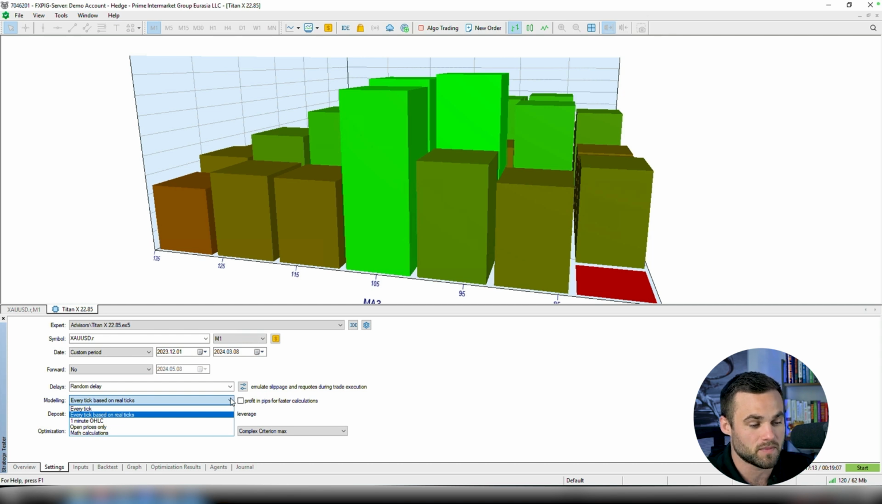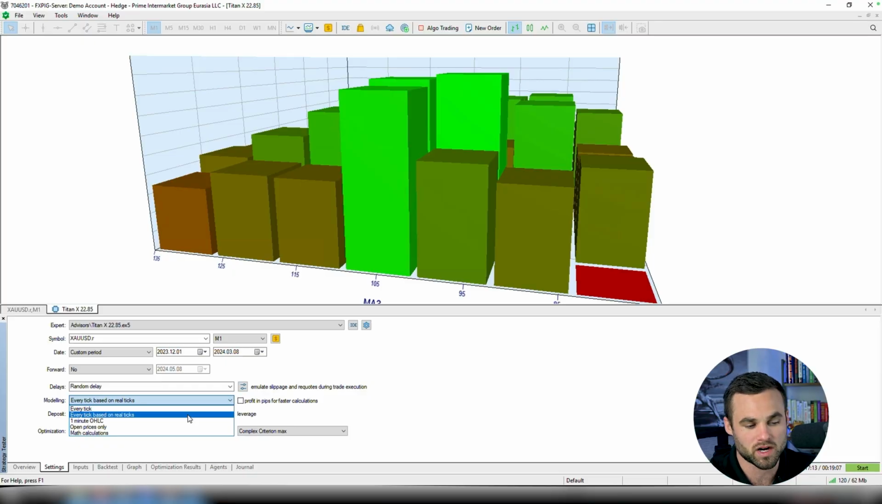Now, the next thing here is the modeling. This is really, really important. There's different sort of modeling, and what this means is the modeling is how the candles are actually forming. So when I backtest, I always like to do every tick based on real ticks. And what this means is it's essentially the most dense data. This is the data that is exactly how the market moves. So each tick in the market is exactly how this candle was formed, and that's what we're gonna be testing on. Now, this is also gonna be the most computationally heavy, and the slowest way to do it, but it will be the most accurate, okay?